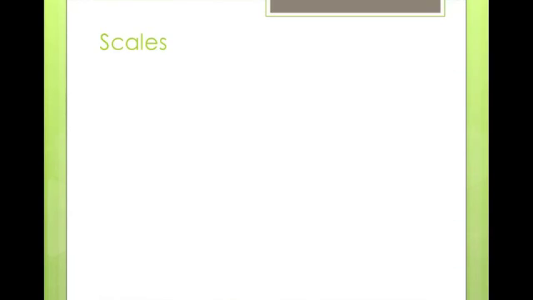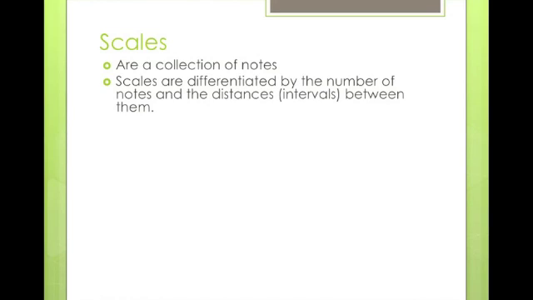Let's start off with a little bit of a definition. First, what is a scale? A scale is a collection of notes. Scales are differentiated by the number of notes and the distances or intervals between them. It might be a major scale, it might be a minor scale, it might be a harmonic minor.